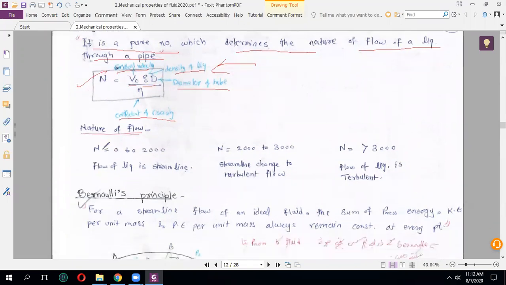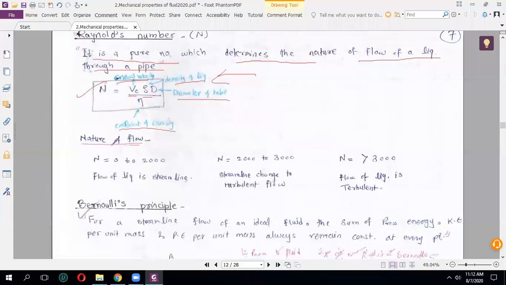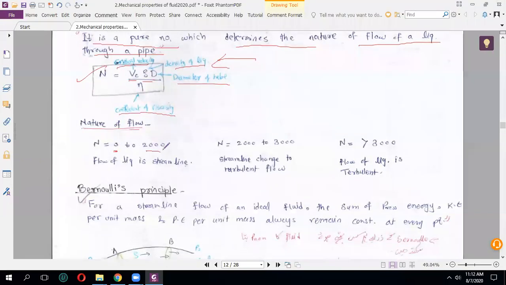Now, scientists say if the flow's Reynolds number is between 0 and 2000, the flow of liquid is very smooth, it is streamline flow. If this number increases, the streamline flow changes into turbulent flow. If this number is greater than 3000, the flow of liquid is turbulent. So as this number increases, your flow becomes disturbed. If the number is less, your flow is slow.